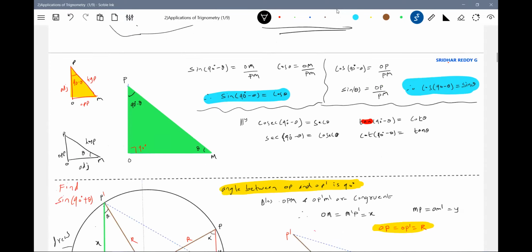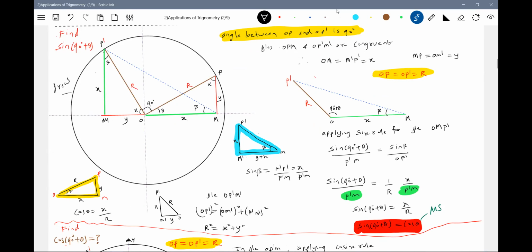So this is what we are seeing here. OPM and OP dash M dash are congruent. This is very important. OM, let me define it as X. Then P dash M dash will become X. Now I add a circle. Since it is a circle, OP should be equal to OP dash. MP is equal to Y, so then OM dash should be equal to Y.